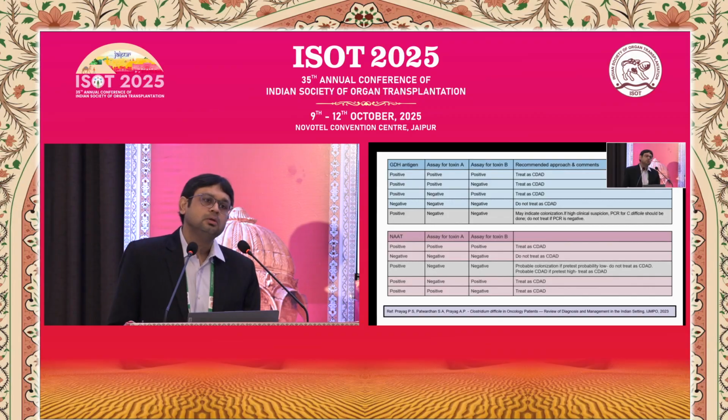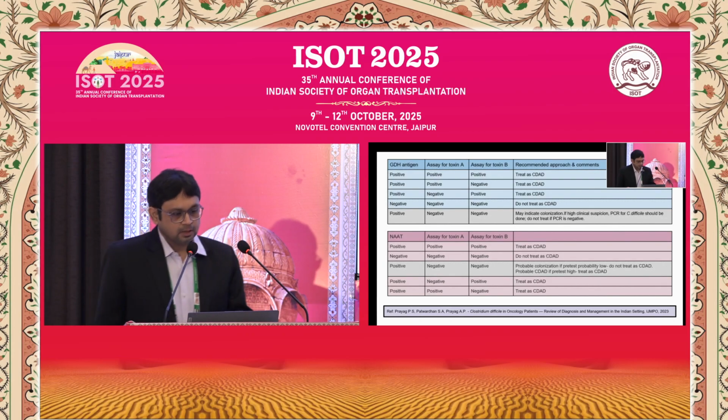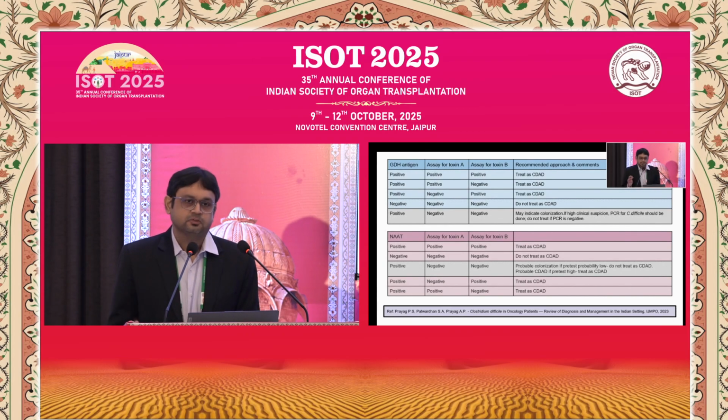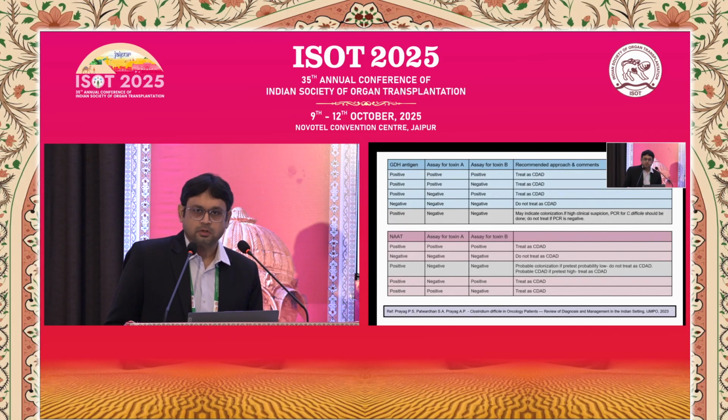So this can be a good table to follow. If you start with the GDH antigen, if both GDH antigen and toxins are positive, then there is no doubt that this patient has C. diff. And you need not have both the toxins positive, either one could be okay. So as long as you have GDH positive and at least one toxin positive, this is CDI. If you have both negative, which means GDH is negative and both toxins are negative, there is no doubt that this patient does not have C. diff.